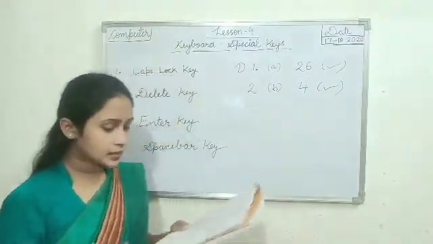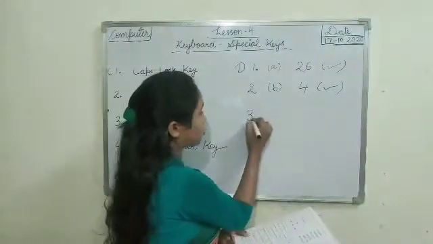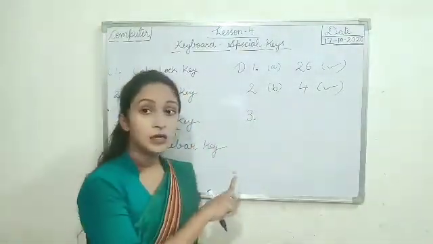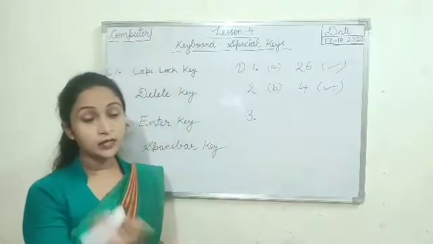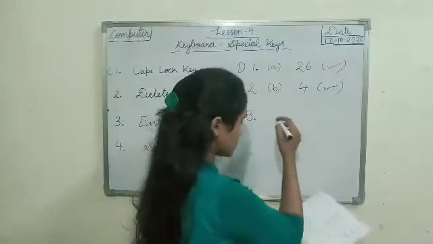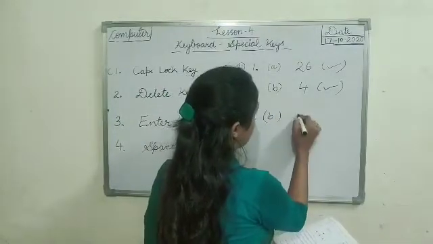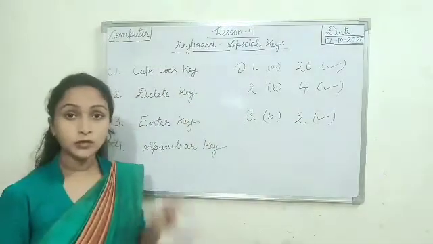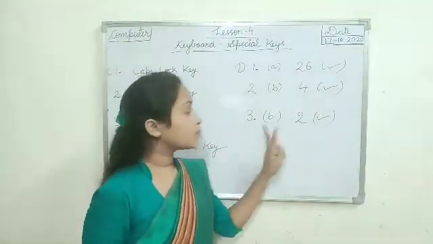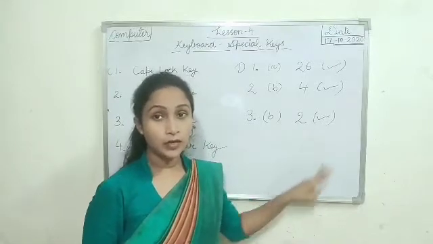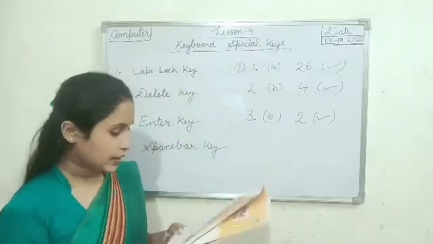Next, how many enter keys are there on a keyboard? So I taught you how many enter keys. There are 2 enter keys. One with alphabet keys and another with numeric keys. Okay. So which option is correct? B option. There are 2 enter keys on a keyboard. One with alphabet keys and another with number keys. Clear?